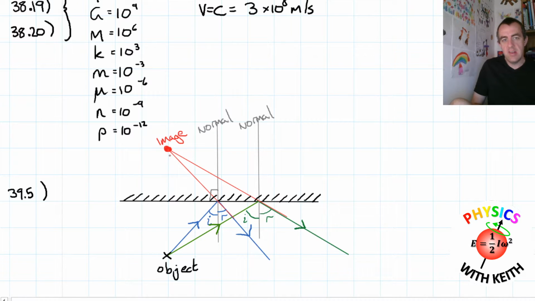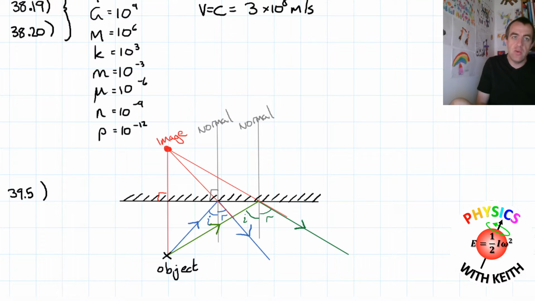That image is the same distance from the mirror as the object is, and a line connecting the image to the object would pass through the mirror at 90 degrees. It would be normal to the mirror. This image is referred to as a virtual image, because the light doesn't actually come from here, it comes from down here. There is no light passing through this image, but it is nonetheless the point from which these rays appear to diverge.